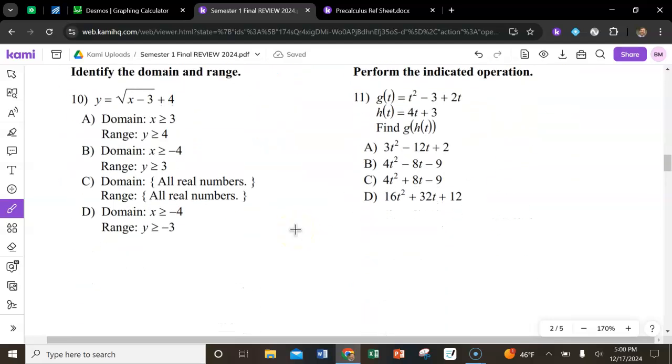Number 10, domain and range. When you find the domain of a function, it's what x's can I plug in, right? So if I just think about this part of that equation, my x's would have to be greater than or equal to 3, otherwise I would have negative numbers inside the square root, which I cannot have. So I know the answer is A.